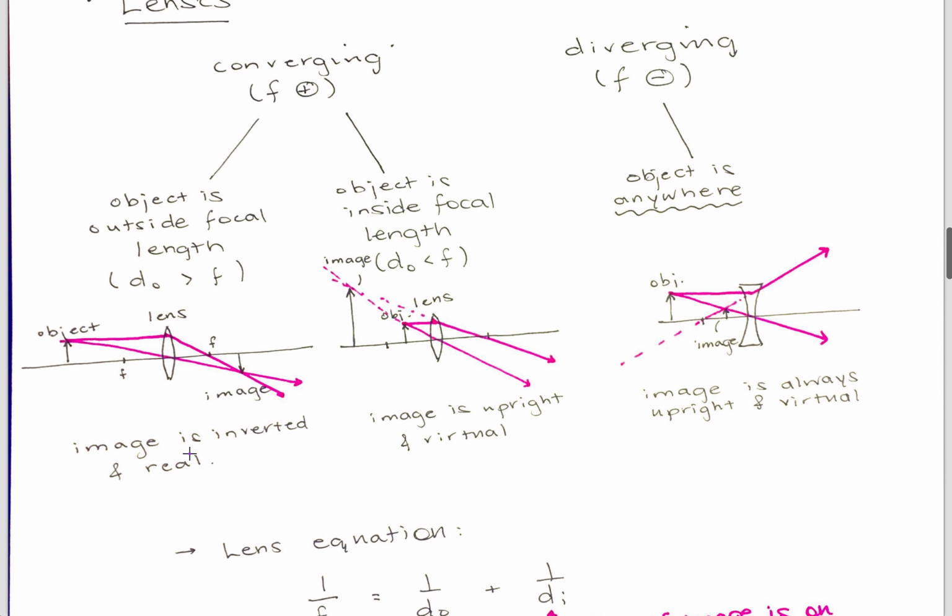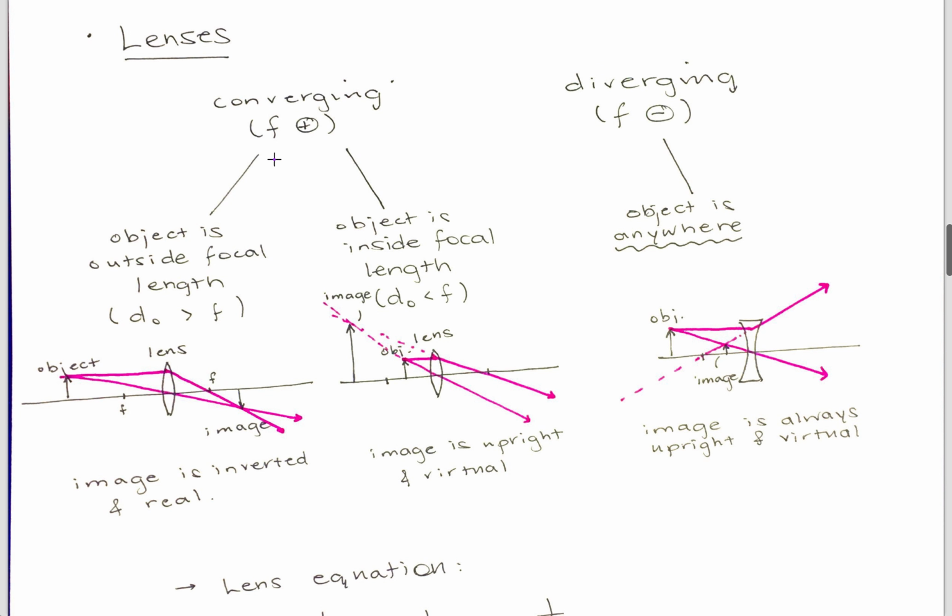So I summarized that here. When you're dealing with a converging lens, you have two options. Either the object is outside the focal length, in which case you're looking at something far away, and so you see the image as inverted and therefore real. In fact, all images that are inverted are real. Or you have the option that the object is inside the focal length, in which case the image is upright, here's the image right here, and virtual. In fact, all upright images are virtual. These two adjectives are effectively synonymous with each other.